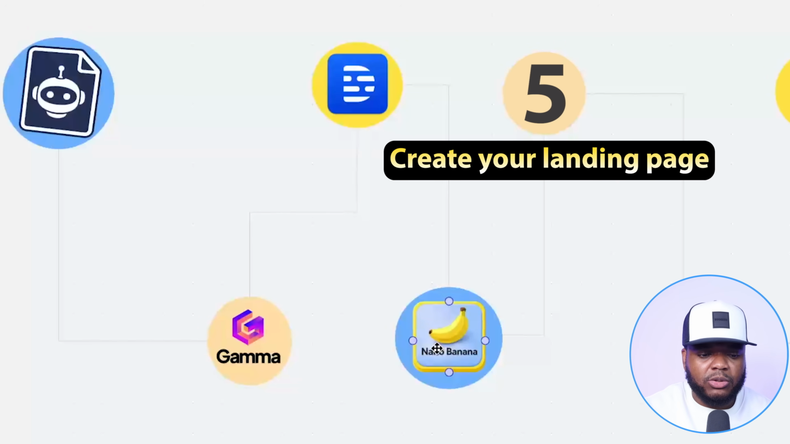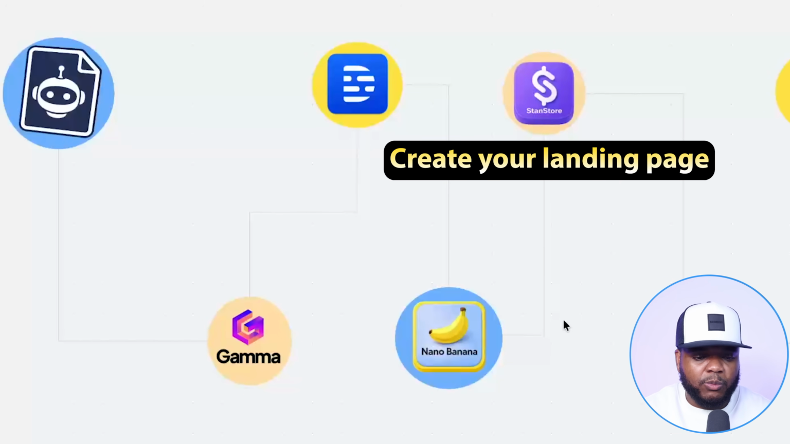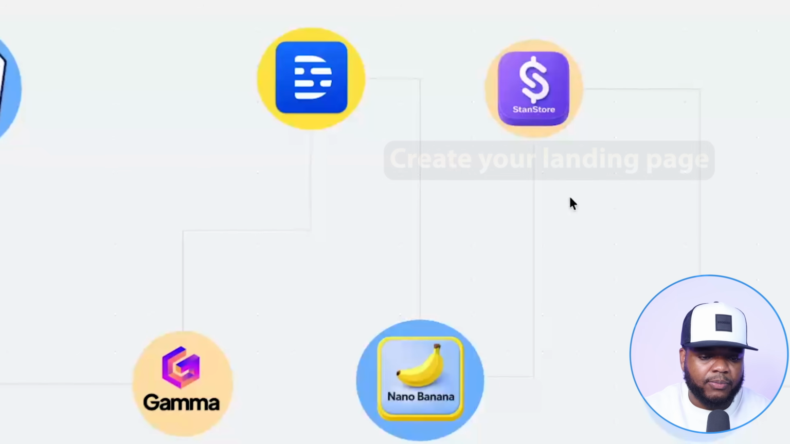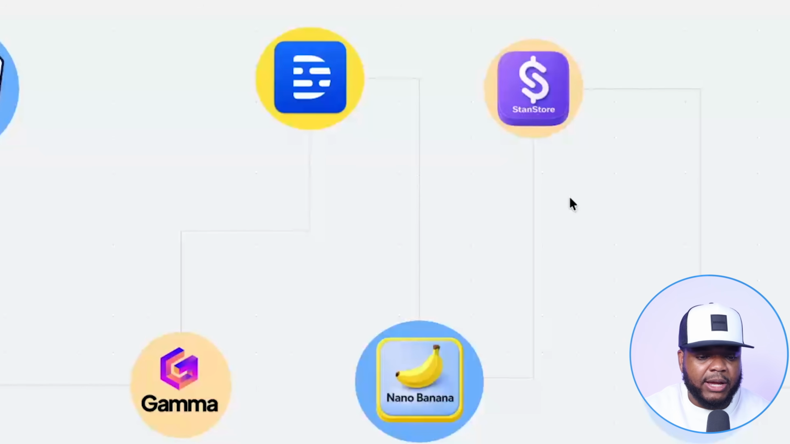And one of the best ways to create a landing page when it comes to selling all of these different info related products is going to be with a platform called Standstore. Now, I'm not affiliated with them in any way. They haven't promoted this video. It's just a tool that I use when it comes to being able to put my different info products out there. And I found it to be a simple solution.